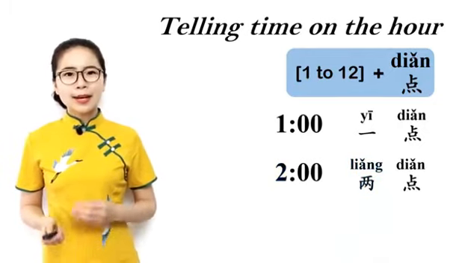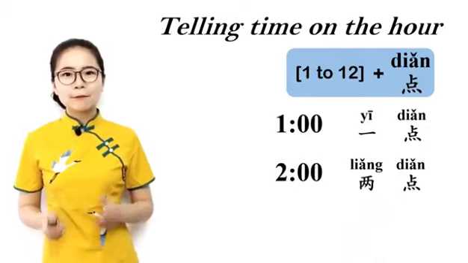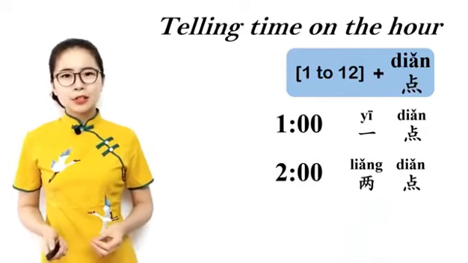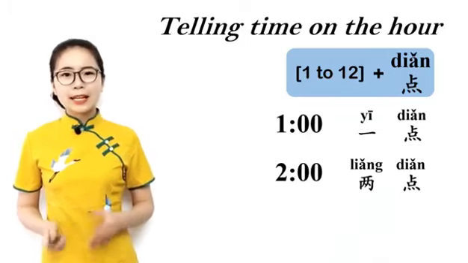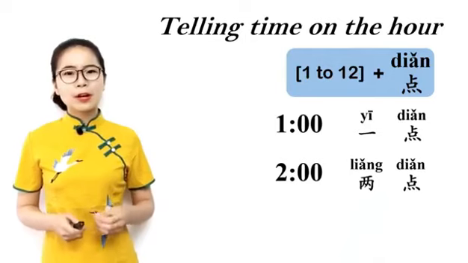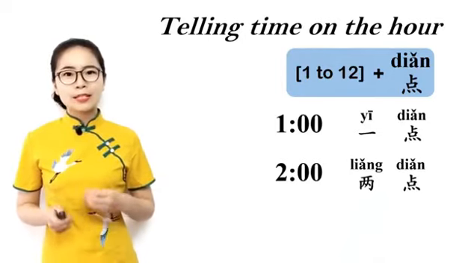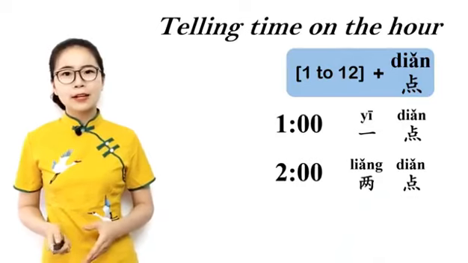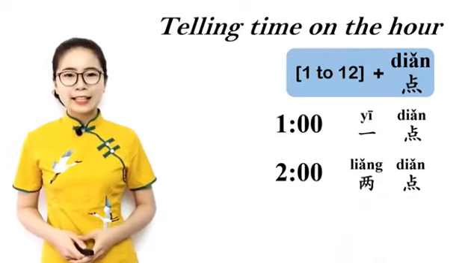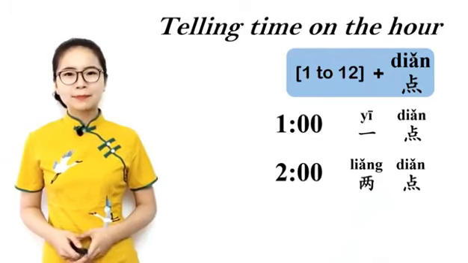二 is used when counting, doing math, and saying a sequence of numbers like a phone number. It's not usually used with measure words. 两 is used with measure words. We'll talk about measure words more in another lesson. For now, you just need to remember that when telling time, if it's 2 o'clock, you should say 两点 instead of 二点. Please repeat after me.